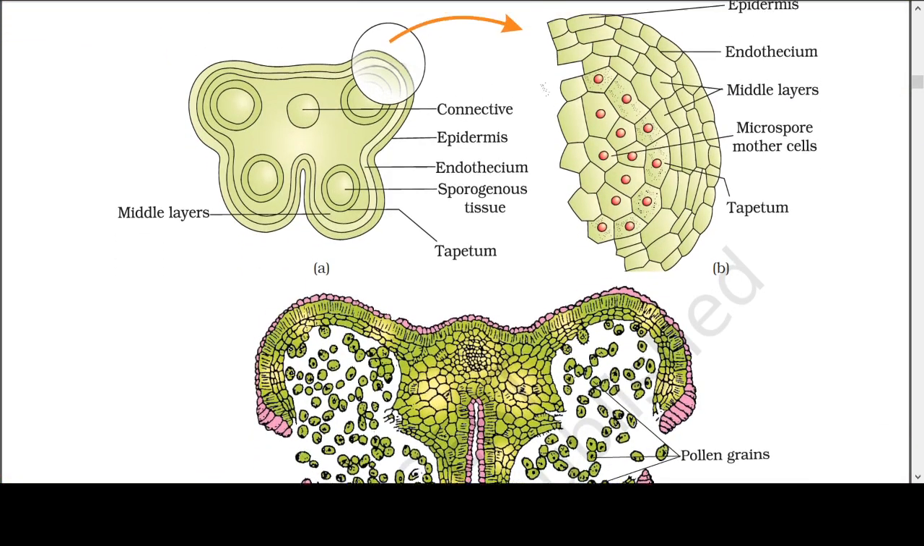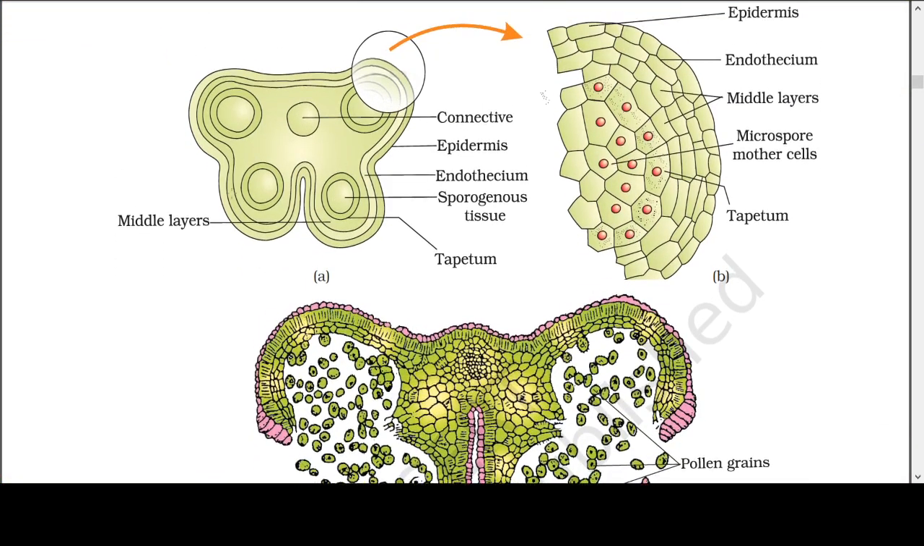Okay. So this is one transverse section, the figure number A. This is one transverse section of an anther. You can see 1, 2, 3, and 4 microsporangia. We have 4 microsporangia. This diagram is very important, students. It has often been asked in exams in CBSE as well as school level examinations.